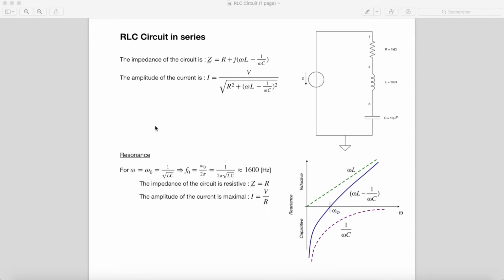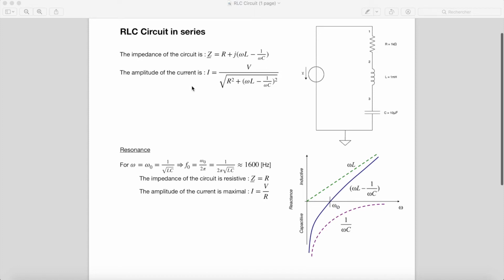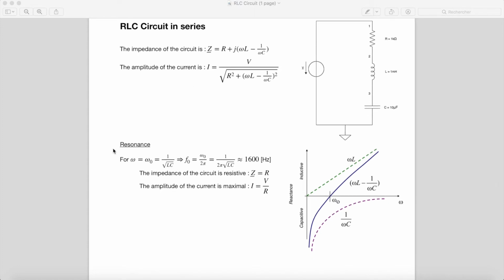Here is the RLC circuit in series we will study. On the right you have the values of the resistor, the inductor and the capacitor. Then here you have some numbers, which are the names of the branches. And here I've written the impedance of the circuit and the amplitude of the current I0 of the circuit. Now just below we have something called the resonance, which we will then observe in the first simulation.